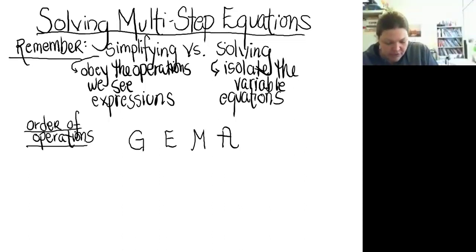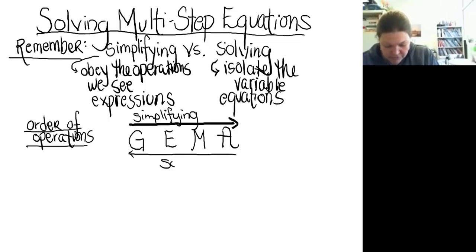And I'd like to remind you that we learned that you work GEMA, those four steps of the order of operations, forwards when you're simplifying. But when you're solving, since what you're really doing is undoing your simplifying, it's like working backwards, you're also going to work the order of operations backwards.